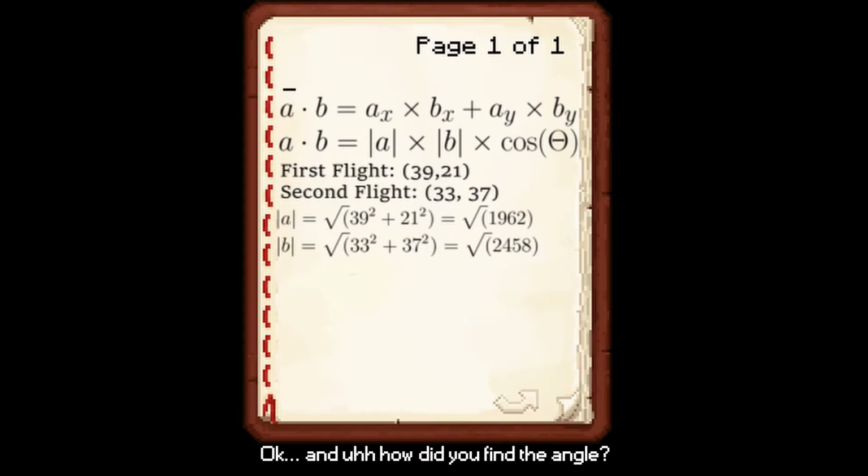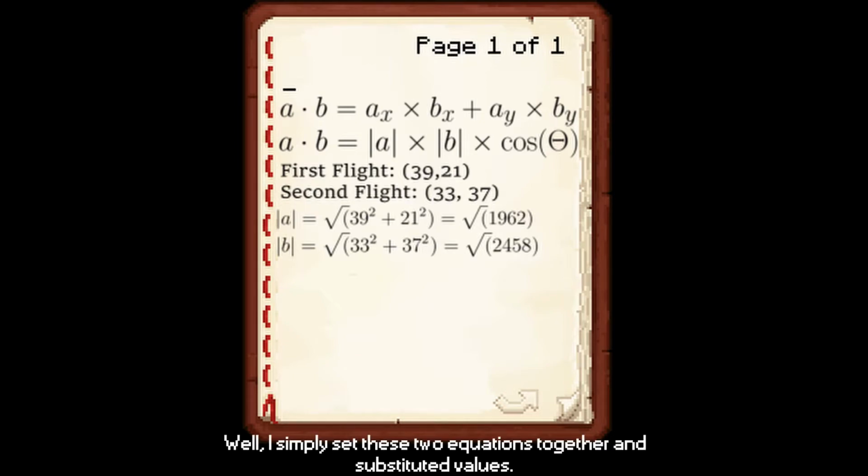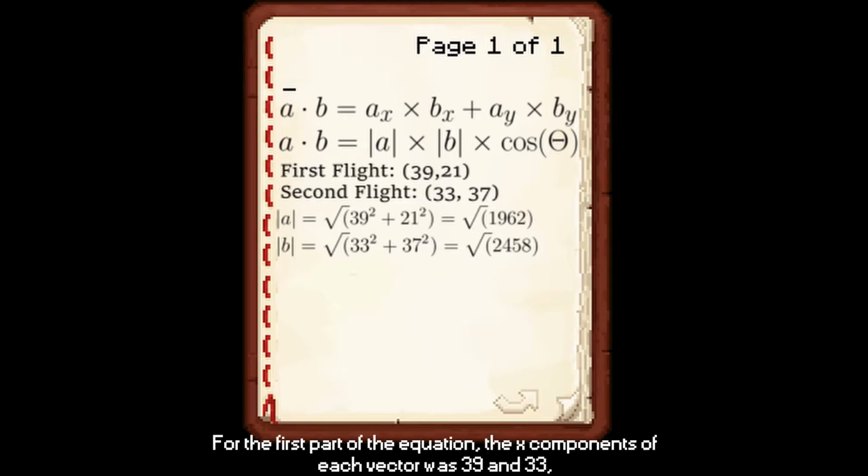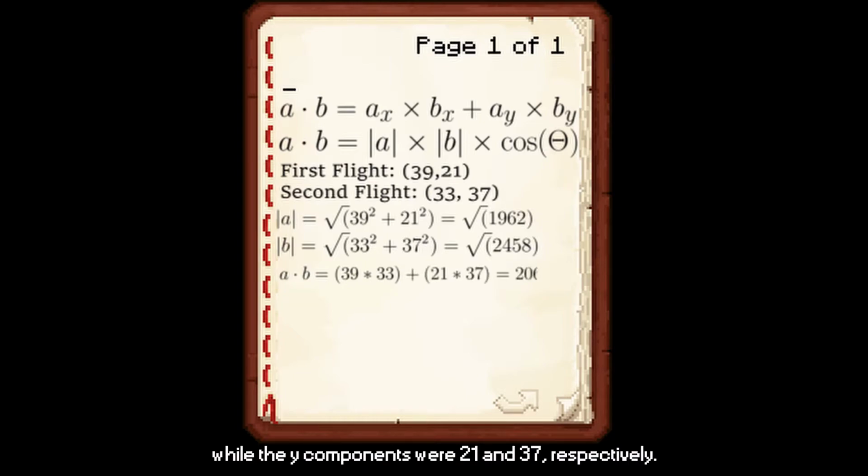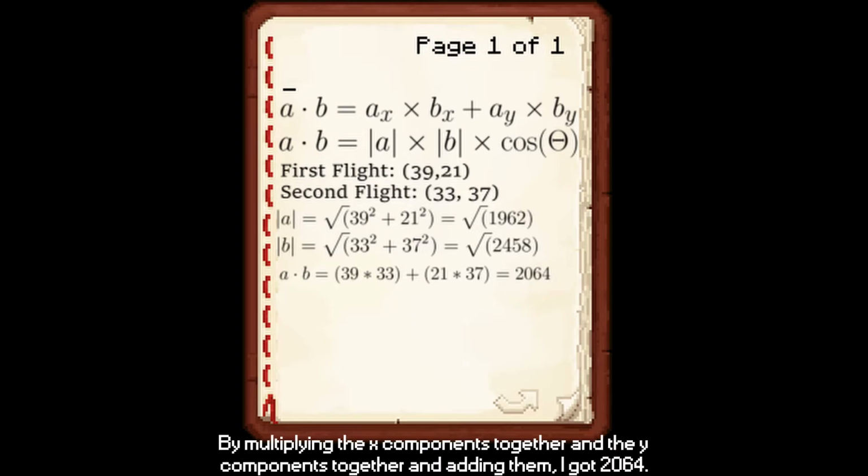Okay, and how did you find the angle? Well, I simply set these two equations together and substituted values. For the first part of the equation, the x components of each vector were 39 and 33, while the y components were 21 and 37, respectively. While multiplying the x components together and the y components together and adding them, I got 2064.